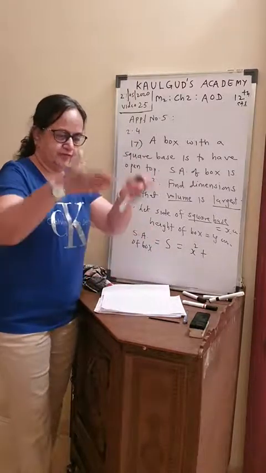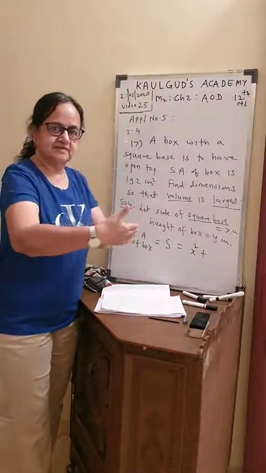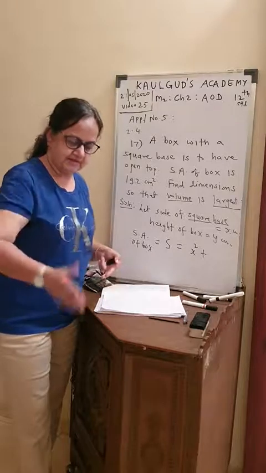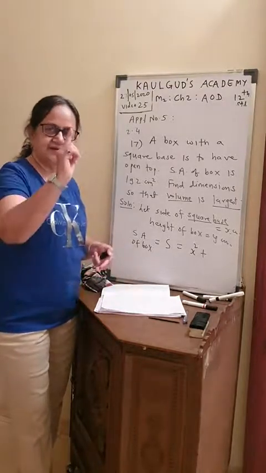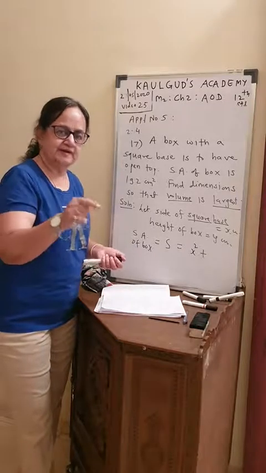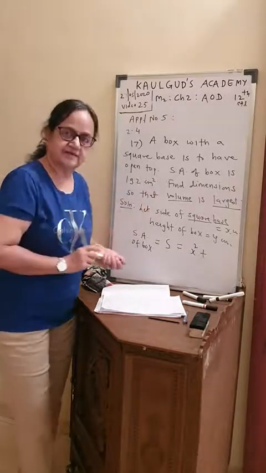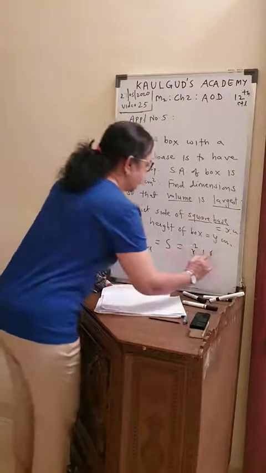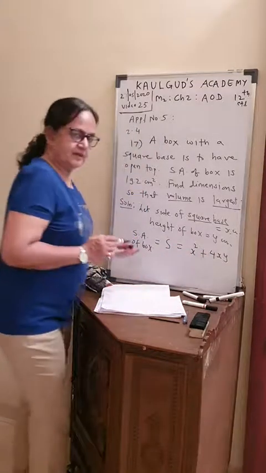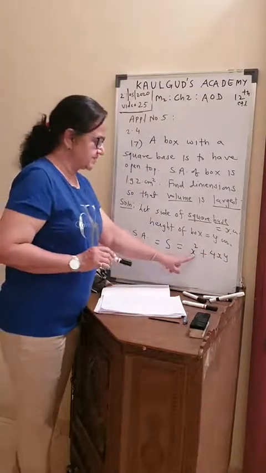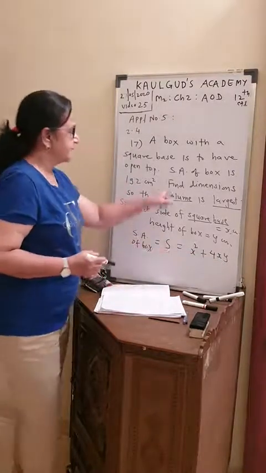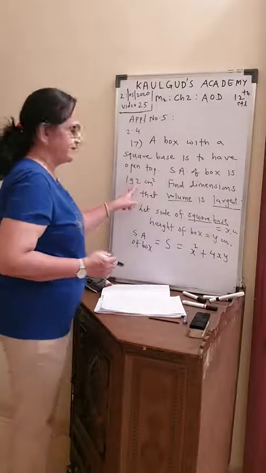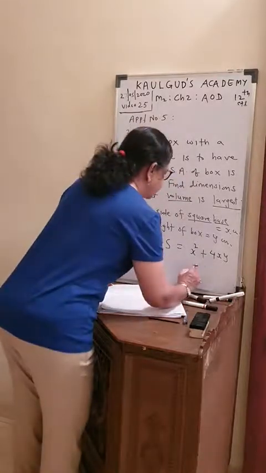Now there are 4 rectangles sidewise. Base one is x and height is y. So it's a rectangle. One side x, one side y. What is the area of a rectangle? x into y. Likewise 4 such rectangles are there. 4 faces. So 4xy. So area for the base and area for the lateral faces 4xy. That is the surface area. But that surface area should be 192. So this will equate with 192.